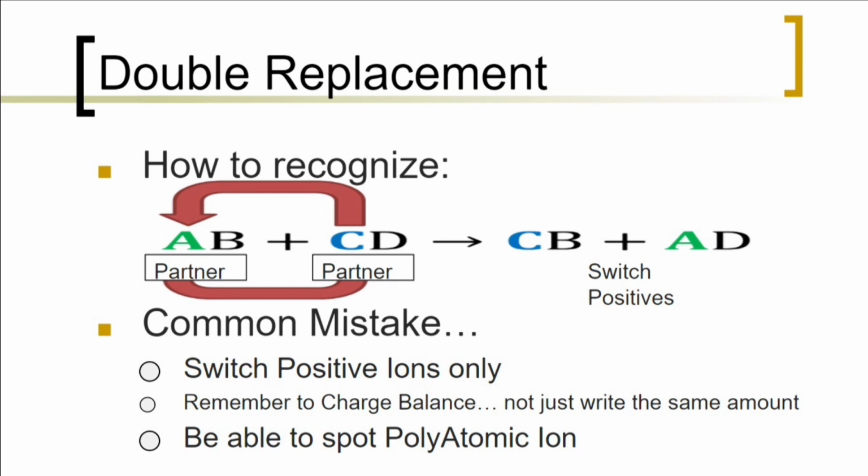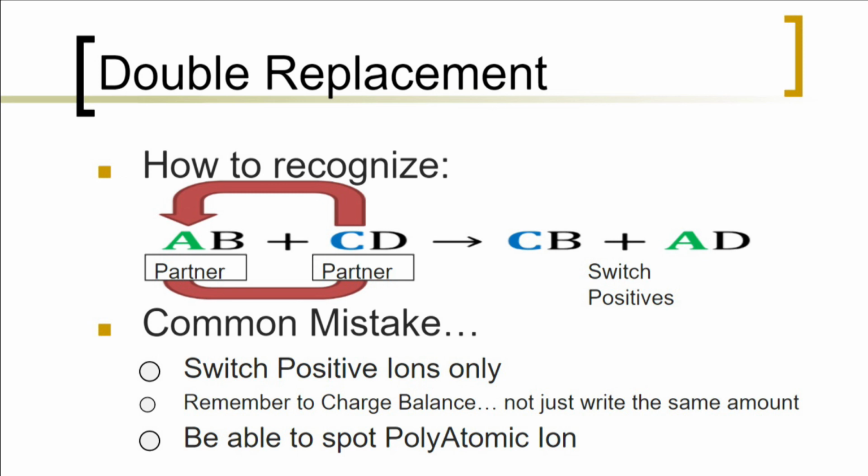The next slide is one that has double replacements. Double replacements, luckily, are usually the easiest ones to spot. It's one that has a partner plus one that has a partner, and then they do the switch. They switch the positives. Make sure that you switch the positive ions. Like I said, some people will put the positives together and then the negatives together, and then they'll get confused. When you switch them, you have to do the charge balance and not just write what's on the left on the right-hand side.